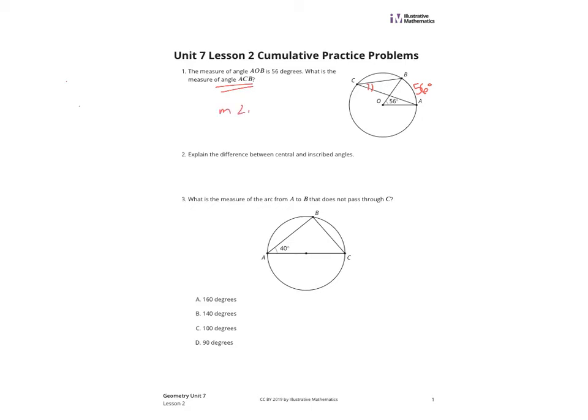So the measure of my angle ACB, since it's an inscribed angle, should be half of its arc. So it should be half of 56. It looks like ACB would be 28 degrees. And C really could be anywhere on my circle. And if I connected its endpoints to AB, it would always be a 28-degree angle.